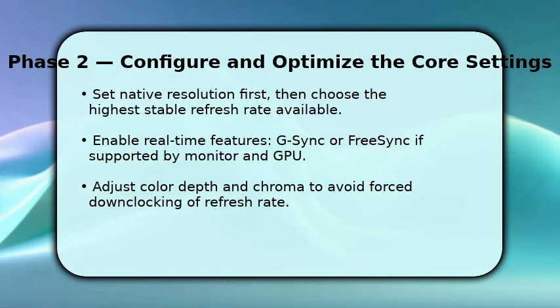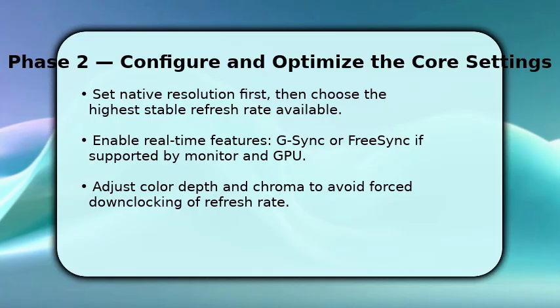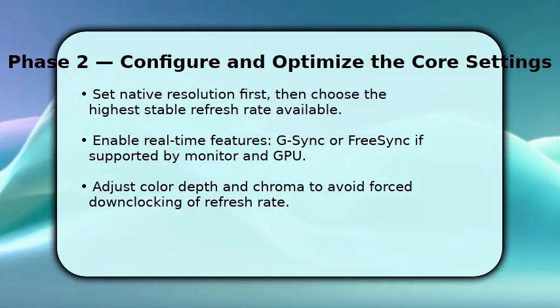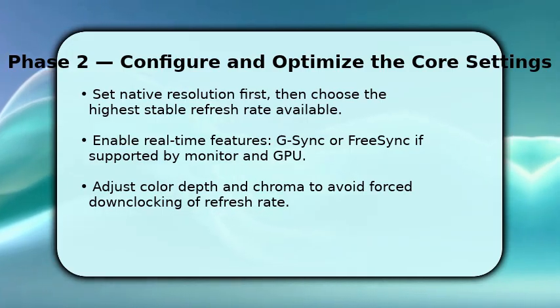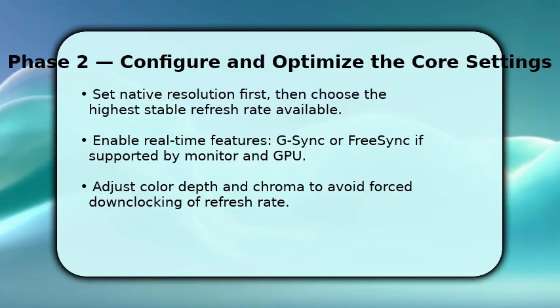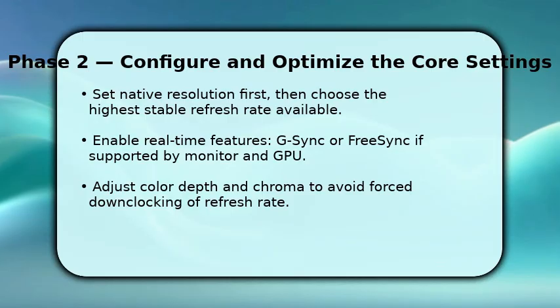You now focus on the core configuration. Set the monitor to its native resolution so timings match, and then pick the highest refresh rate the display and cable support. Once that is set, enable Adaptive Sync, G-Sync or FreeSync, if your GPU and monitor both support it, because it reduces tearing while allowing variable frame delivery.